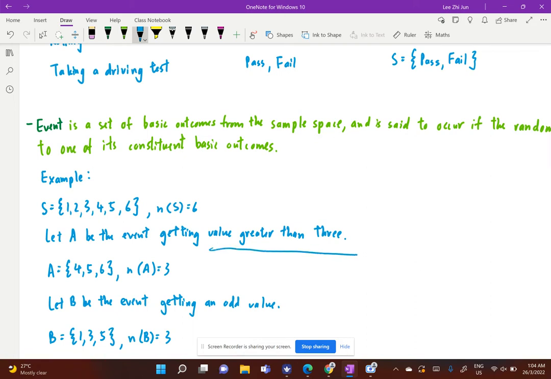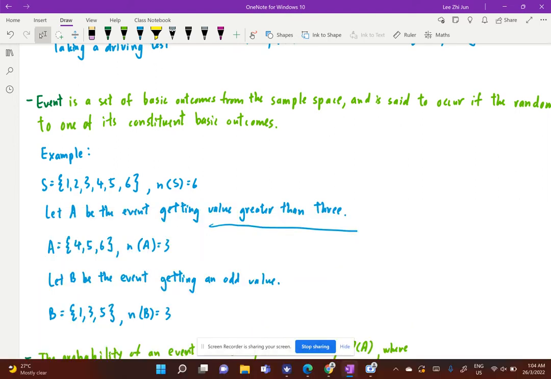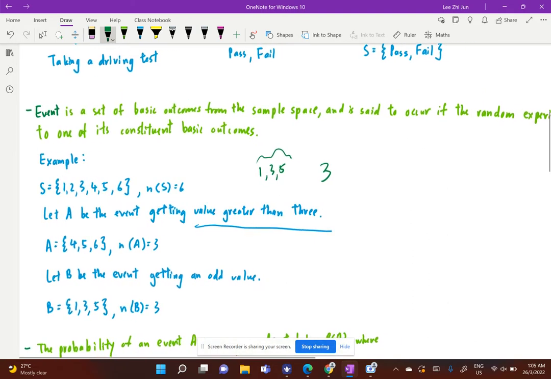The total number of outcomes in the event is 3. Let B be the event of getting an odd value. Odd values, you know, are 1, 3, 5. So the total of them will be 3 also. So getting a value greater than 3 and getting an odd number are each an event.